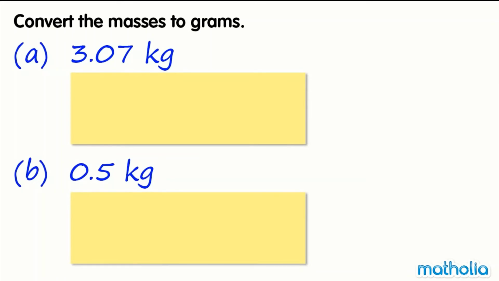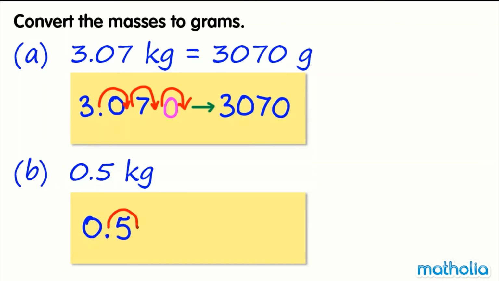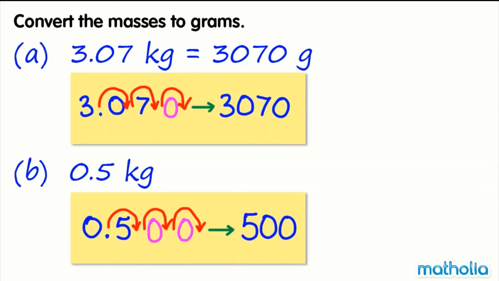Convert the masses to grams. A. 3.07 kilograms. We need to multiply by 1000. Let's do this by shifting the decimal point 3 places to the right. 3.07 kilograms equals 3070 grams. B. 0.5 kilograms. Shifting the decimal point 3 places to the right gives us 500. So 0.5 kilograms equals 500 grams.